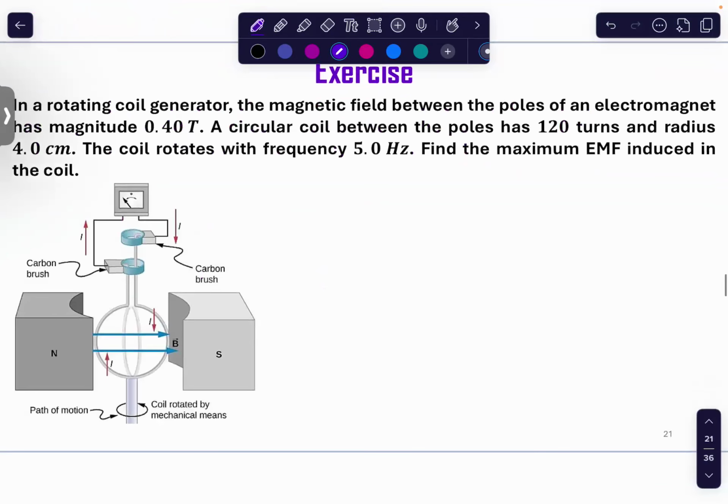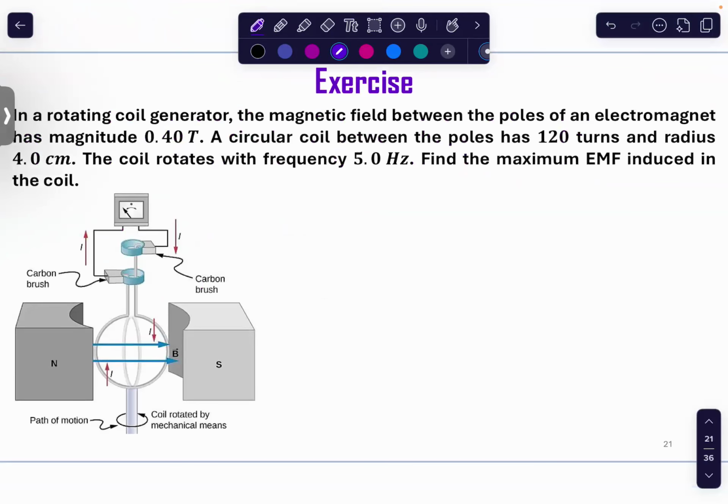So here you go. You have a rotating coil generator. The magnetic field between the poles of an electromagnet is 0.4 Tesla. A circular coil between the poles has 120 turns and a radius of 4 centimeters. The coil rotates with frequency 5 hertz. Find the maximum EMF induced in the coil. Okay. So we know that this rotating coil produces an AC current, which is going to give us a sine wave.